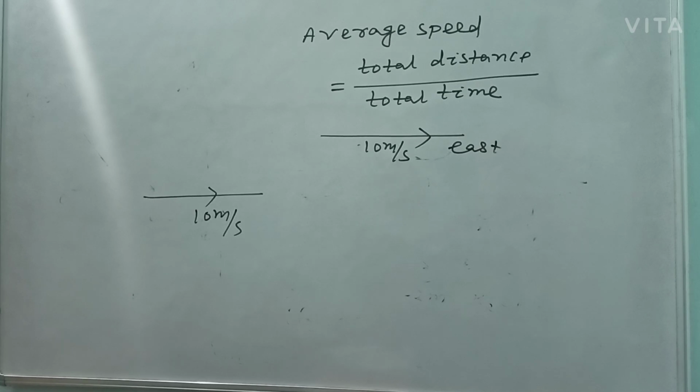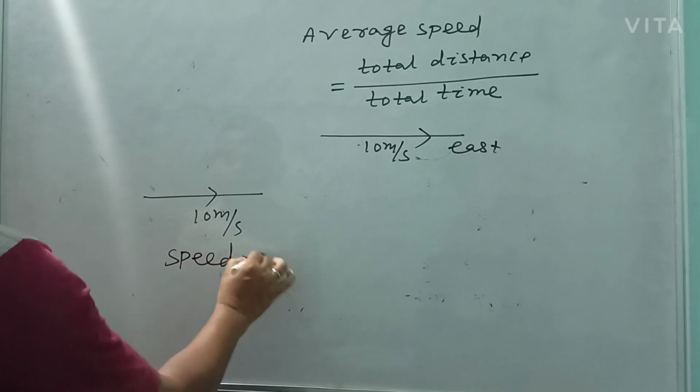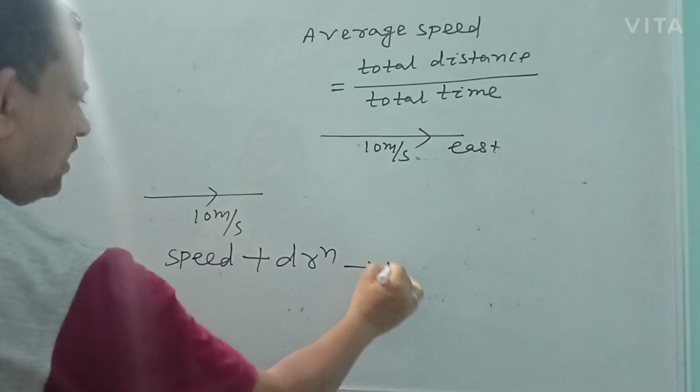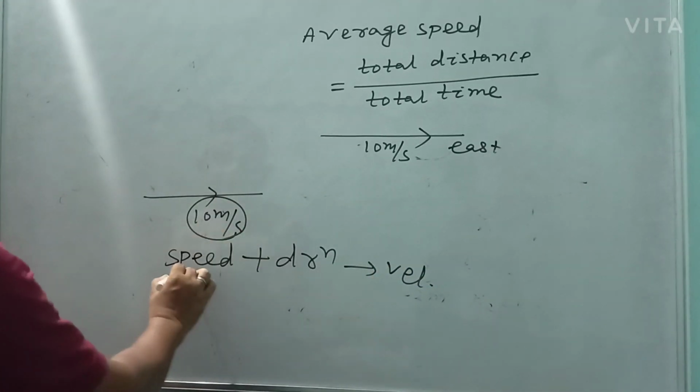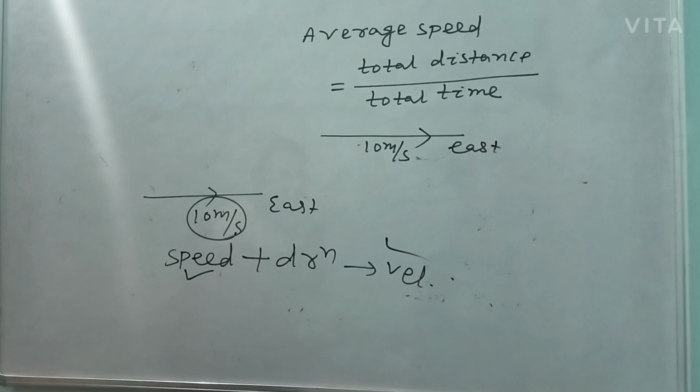So one says average velocity will be average speed if the direction is there, or one can conclude that speed plus direction gives you velocity. Speed plus direction gives you what? Velocity. You see, 10 meter per second, that is speed. If direction is mentioned, suppose east, then that is your velocity. Body moves with 10 meter per second towards east means it is the velocity. So I think you understand what is velocity, what is speed, and one can calculate average velocity and average speed.